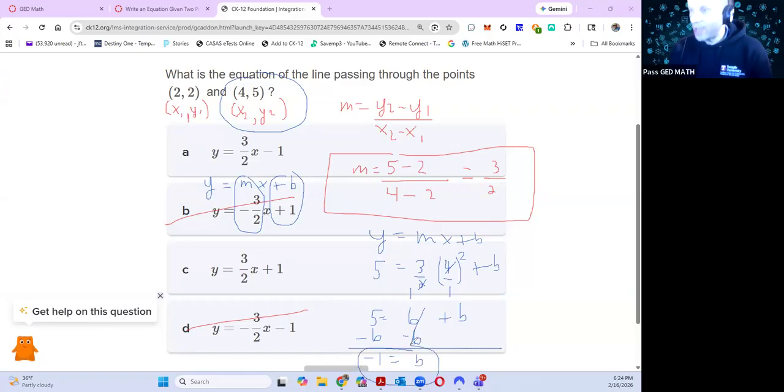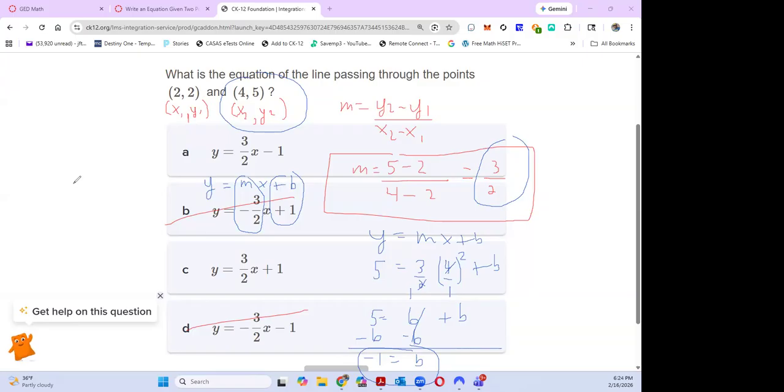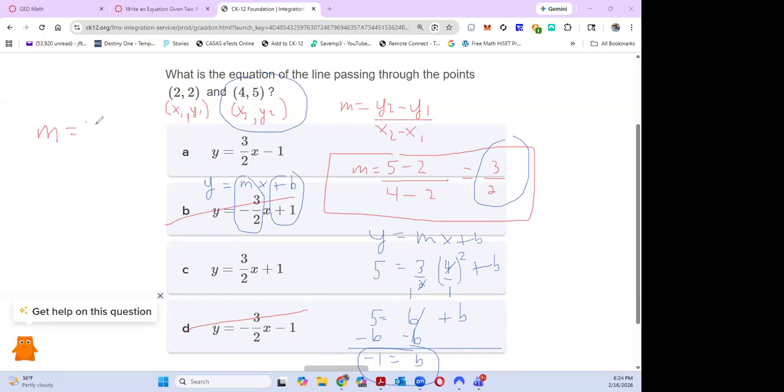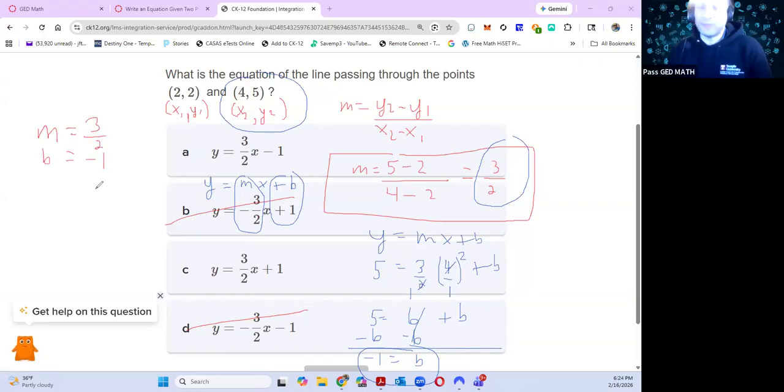If I know my y-intercept is -1, I know my slope is 3/2. What's my equation of the line? Now this should be easy for you. If I know my slope is 3/2 and I know my y-intercept is -1, what's my equation of the line?